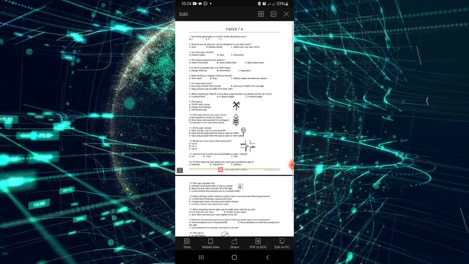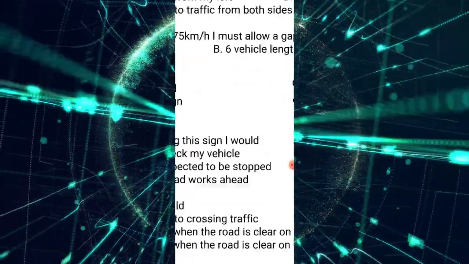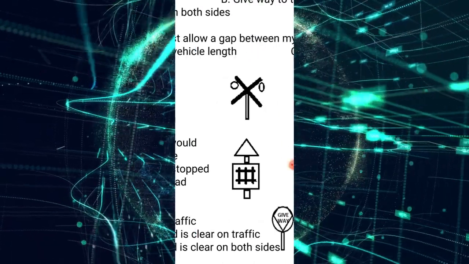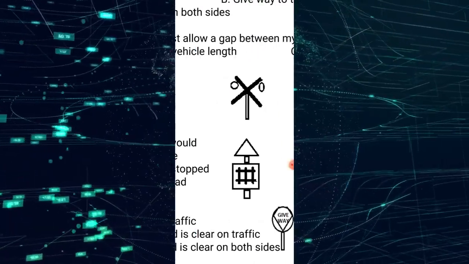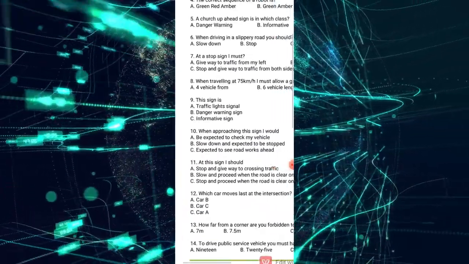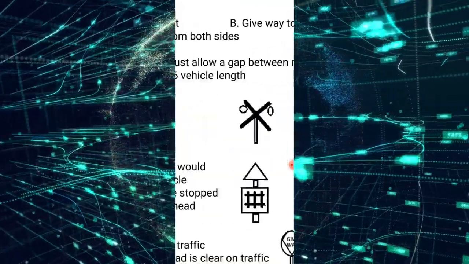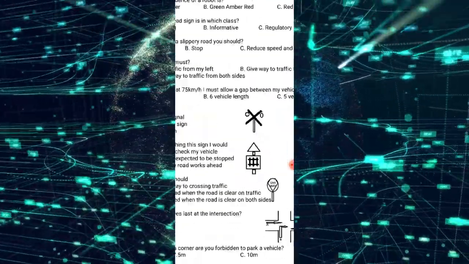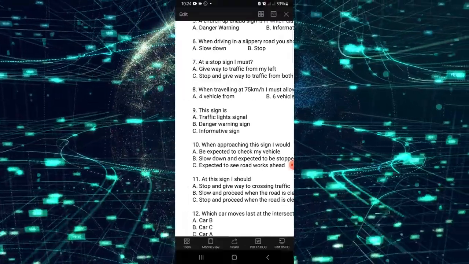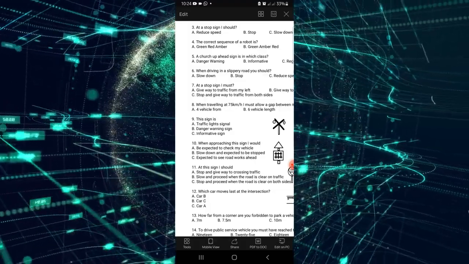Now number 9, let's look at the sign. So this sign is a rail level crossing, right? So let's look at our answers. A, traffic light signal. B, danger warning sign. C, informative sign. So no, actually this sign is a traffic light signal. Yes, the sign is a traffic light signal.